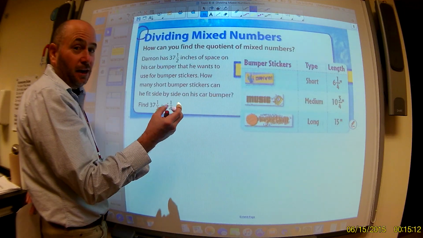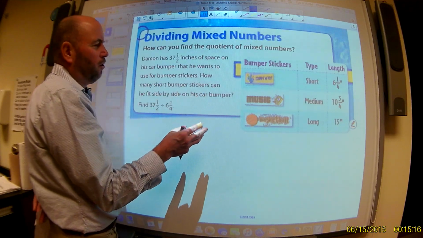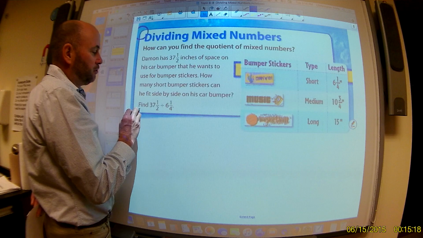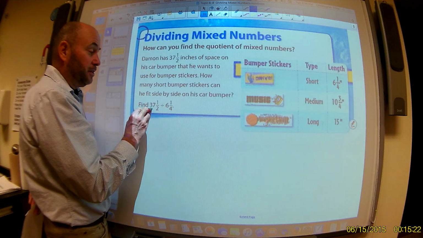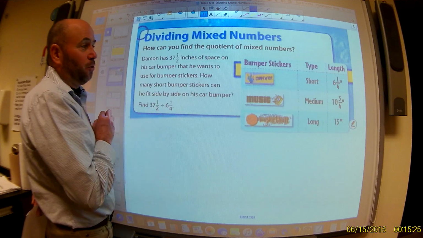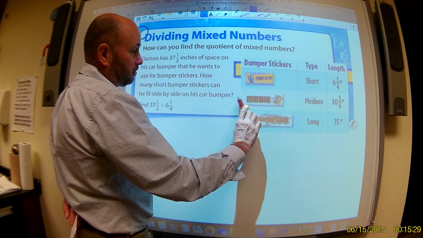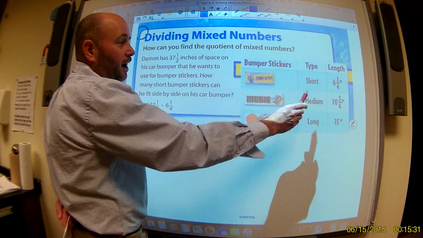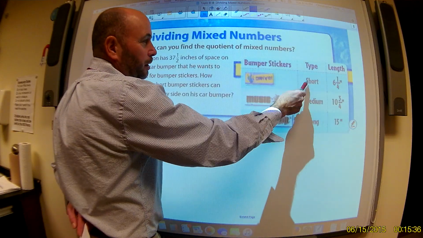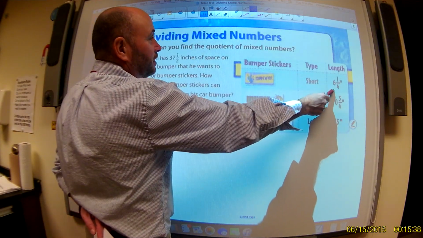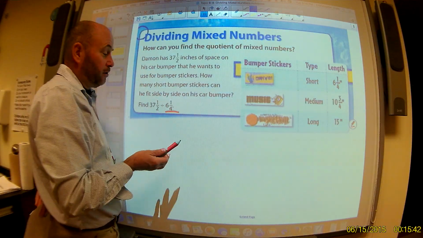Well, side by side means they're going to be tight against each other, so we don't have to allow for space tolerances. So we will find 37.5 divided by 6 1/4. Basically, he has the option of a 15-inch bumper sticker. He doesn't want that. Medium size, which is 10 3/4. Doesn't want that. He wants to put a whole lot of short bumper stickers on, and each of those is 6 1/4. That's why we use 6 1/4 as our divisor.